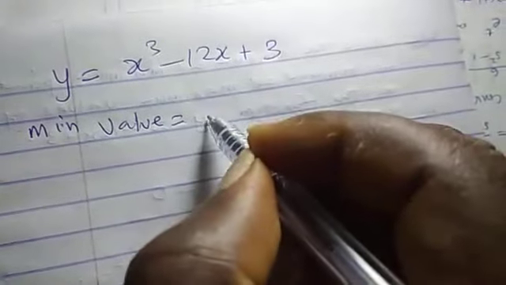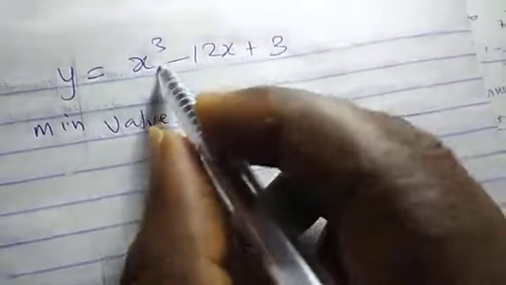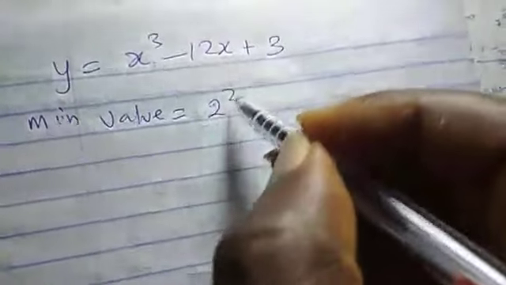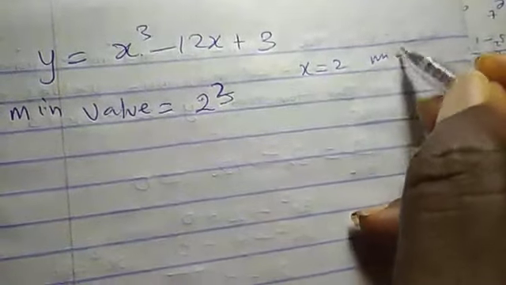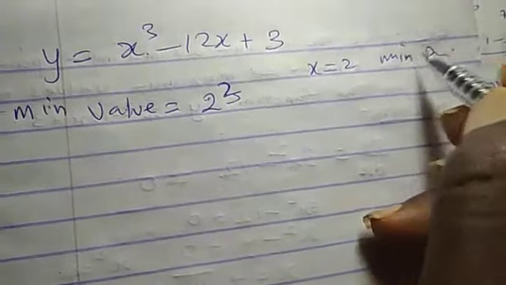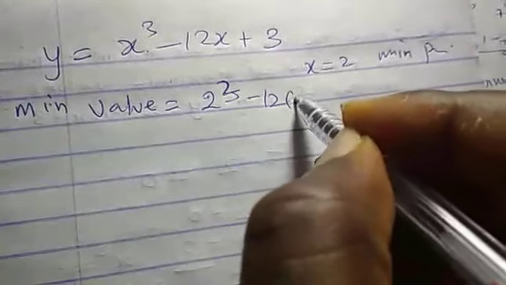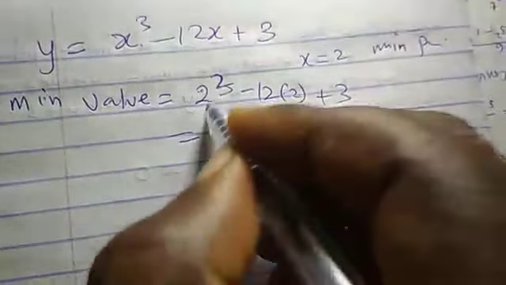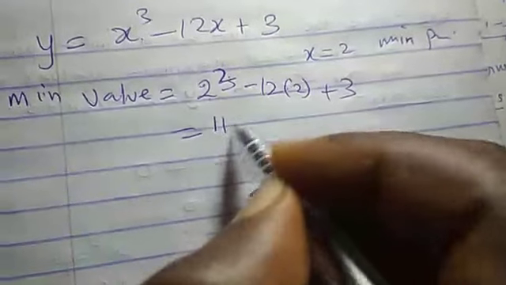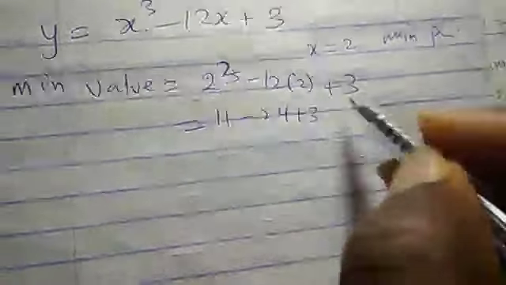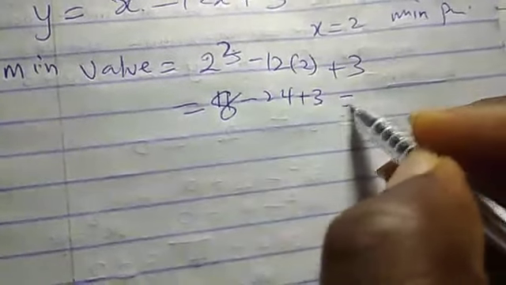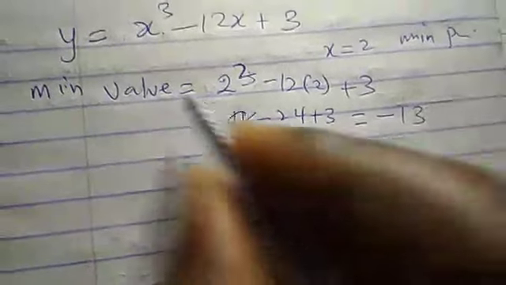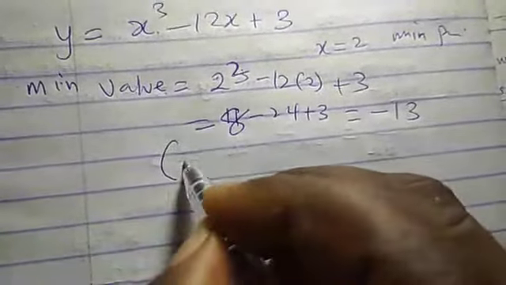Now let me find the minimum value. Minimum value will now be equal to, anywhere I see s, I'll put it as 2. Why do I put it as 2? Because s equal to 2 is the minimum point. So we use the minimum point to get the minimum value. So 2 cubed minus 12 into 2 plus 3. So 2 raised to power 3 is 8, minus 24, plus 3. 11 minus 24, we have minus 13. So the minimum value is minus 13, which we can write as 2 comma minus 13.